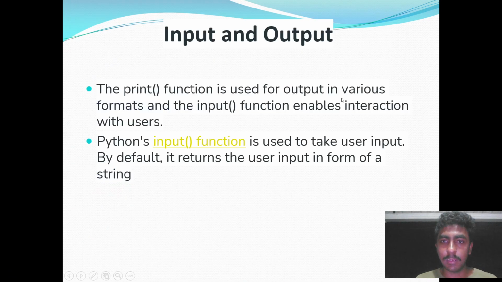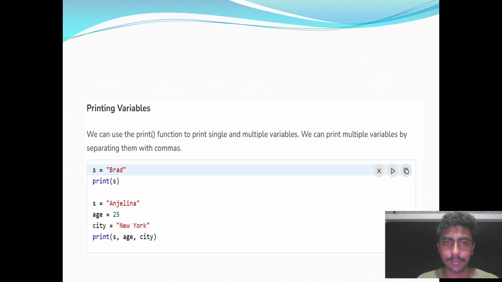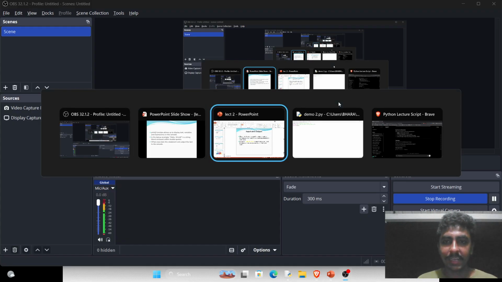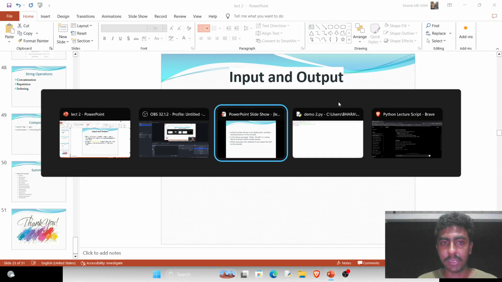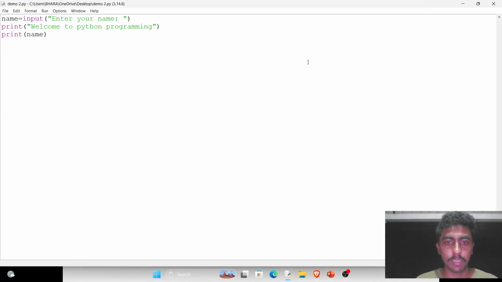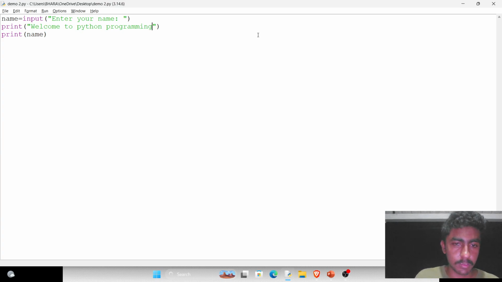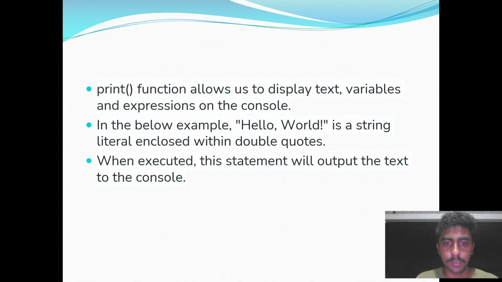Now let's learn about input. The input function, the exact syntax will be input with a message. So what exactly is the input message? This message inside quotation marks is called the prompt. It tells the user what exact information to enter.